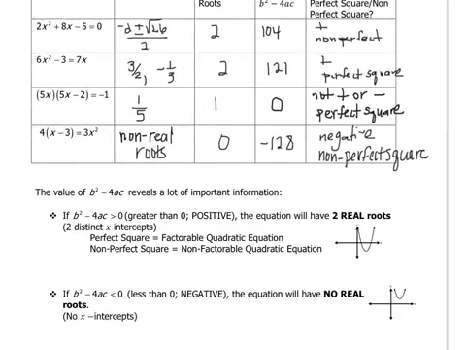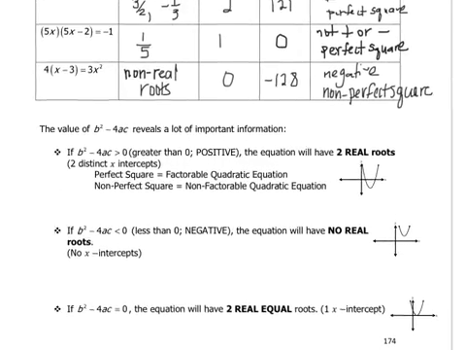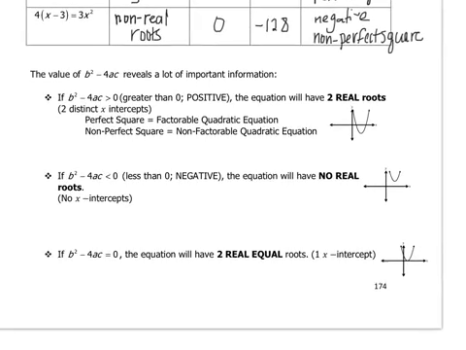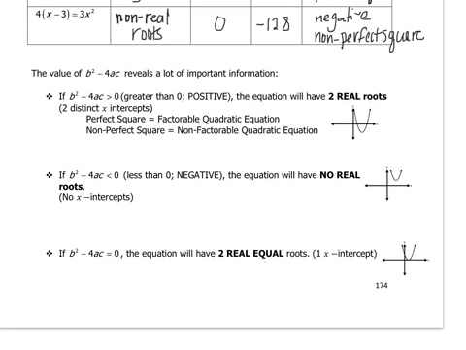So if the value of b squared minus 4ac is greater than 0, we can assume that we're going to get 2 real roots that are going to be distinct x-intercepts, so 2 unequal real roots. And they would show up as 2 x-intercepts on the graph. If you end up with a perfect square underneath your root sign, then that means the quadratic equation could have been factored. If it was a non-perfect square, then you wouldn't have been able to factor the quadratic equation to solve it.